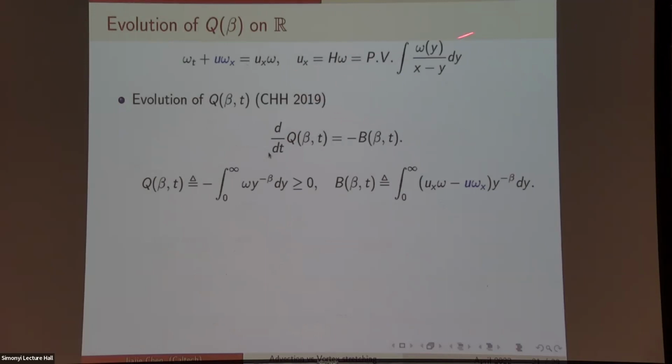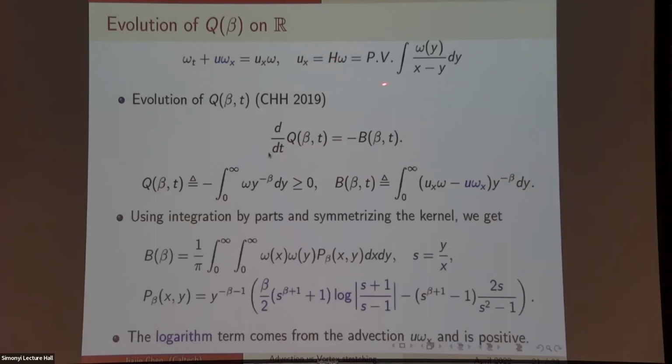So on the line, the Hilbert transform is given by this, which we are very familiar with. The evolution of this quantity Q is governed by this quadratic form. This is done by just integrating both sides, then we obtain this evolution. Now we can use the formula of the velocity, and using integration by parts and symmetrizing the kernel, we can show that this quadratic form is governed by this kernel P beta. The log term in this kernel comes from this advection term. And another term has the opposite sign. This part is positive. This part comes from the vortex stretching term and it has the opposite sign.